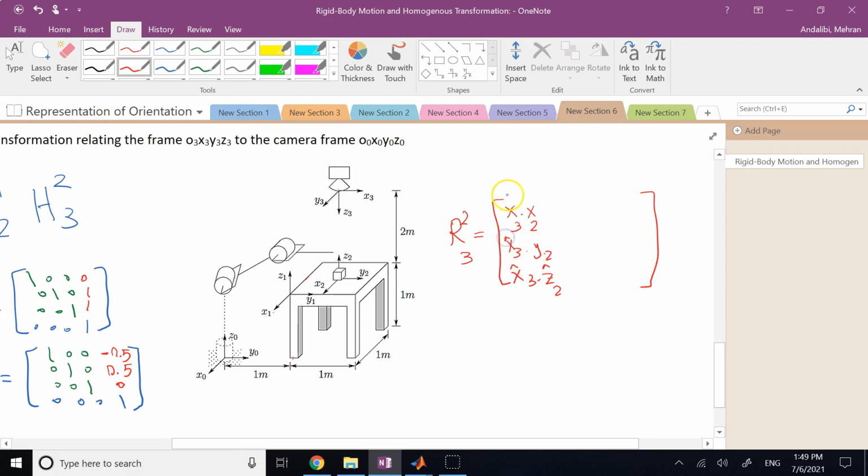Right? It means the first column is simply the projection of x3 along frame 2. Then you do a similar thing for y3, and then you do a similar thing for z3. Right? So let's see if I can do it.